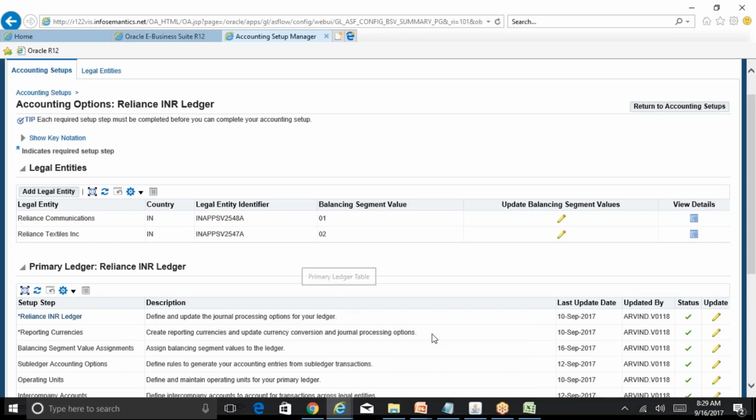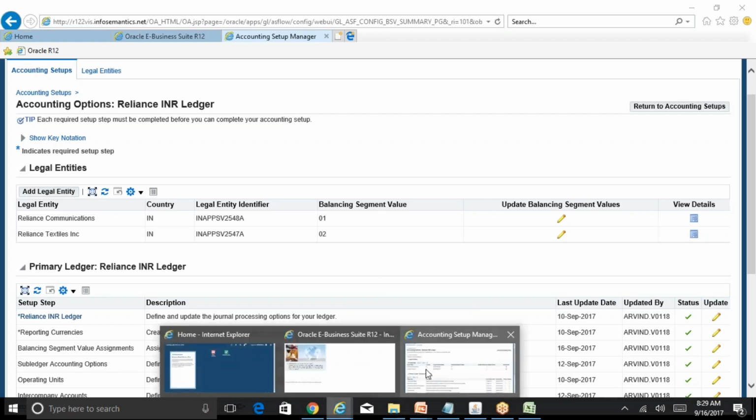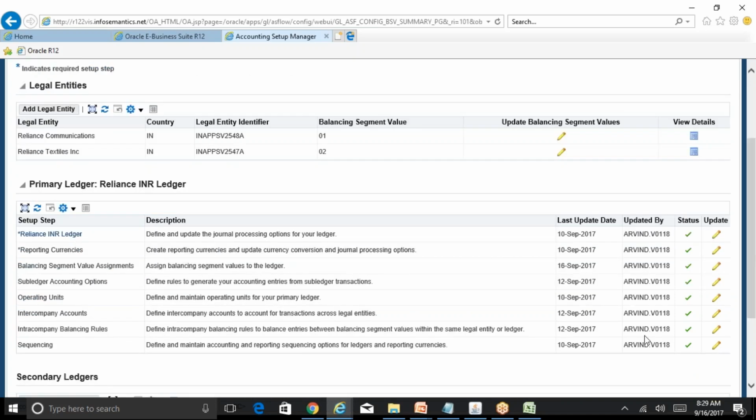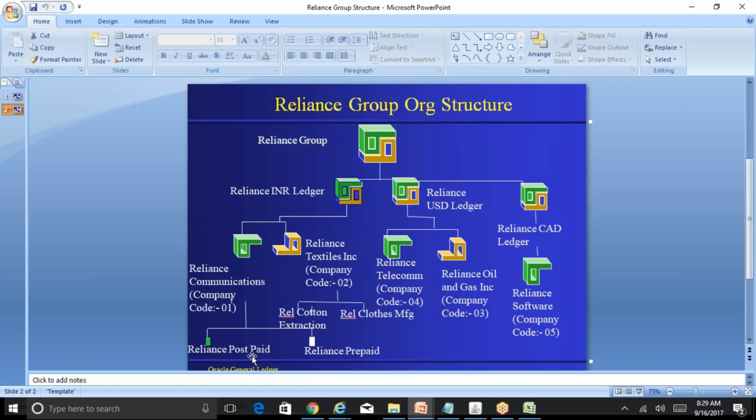Your GL is at a ledger level wherein you should be able to see 01, 02, 03, 04. But when you get into the subledgers, your system will allow you to use only 01 for the Reliance postpaid operating unit. If you go for Reliance prepaid operating unit also, in this example, the system will allow you to use only 01. But if you go to, say, Reliance cotton extraction operating unit, then the system will allow you to use 02. Reliance Clothes Manufacturing, again the system will allow you to use 02. Is that clear? Okay. Yeah, that is understood.